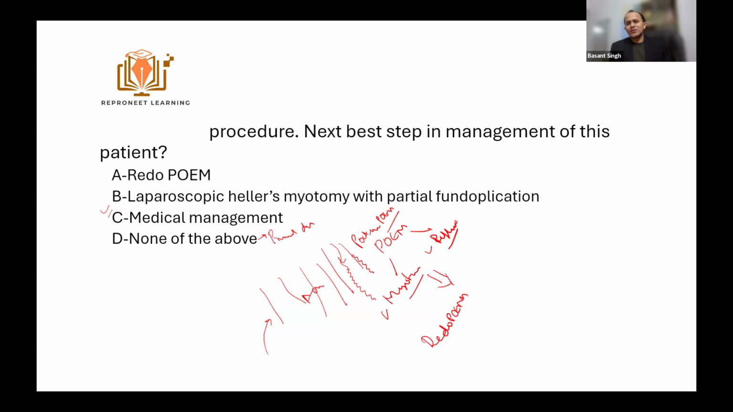So we know that an indication of POEM is a failed Heller's. This is what your books will write also. In the same way, if the patient has undergone a POEM and it is not working, then you can always do a Heller's myotomy. So this is a simple way of putting things.